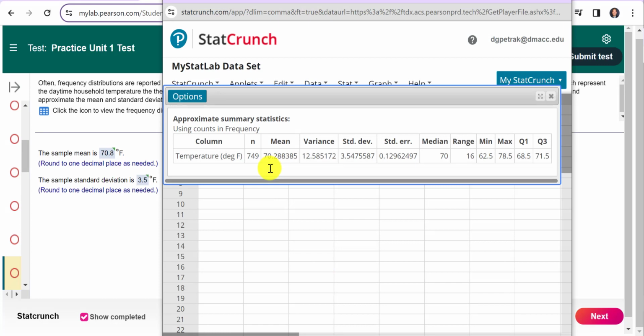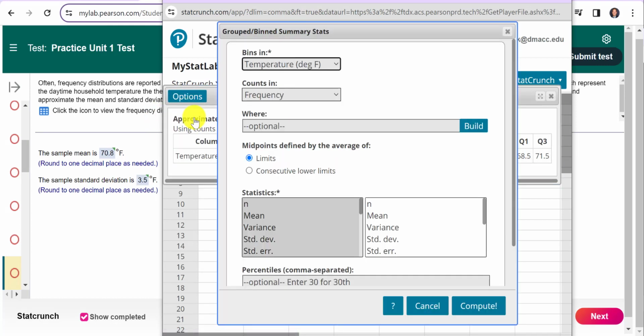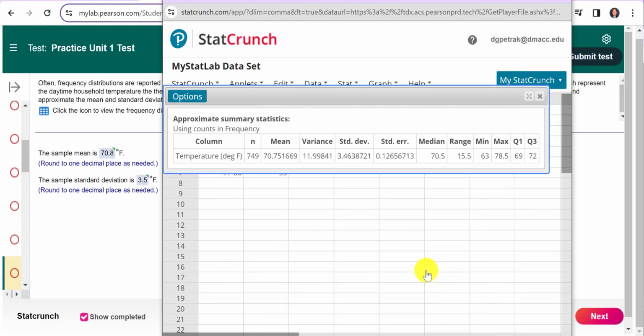We got a mean of, oh, that tells me right there it has to be the other one. So edit. And we want to do it consecutive lower limits. Consecutive lower limits will determine that. Let's try that now. There we go. So that's tricky. If there's one interval that isn't the same, like this one, you're going to want to pick the consecutive lower limits instead of the middle of the interval. That's different. And so that would be 70.8. Standard deviation would be 3.5. So be wary of that one again.